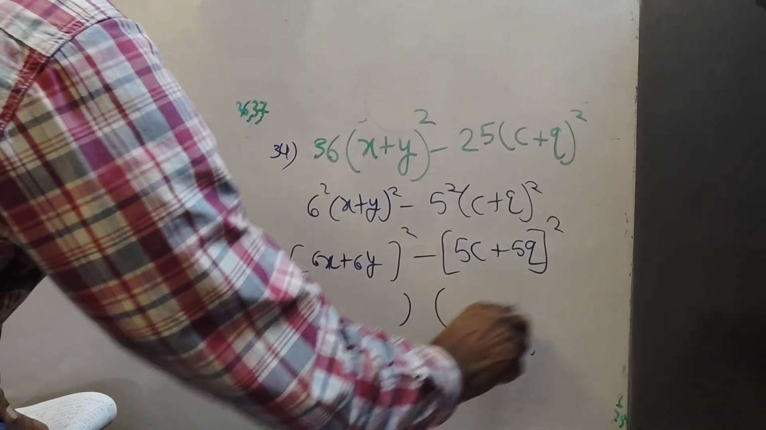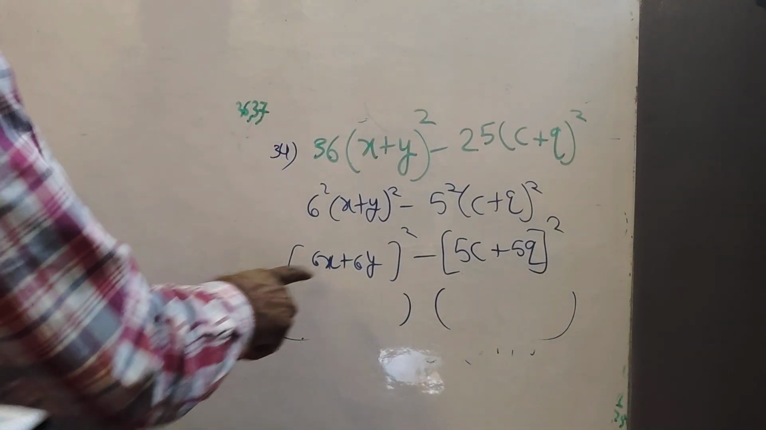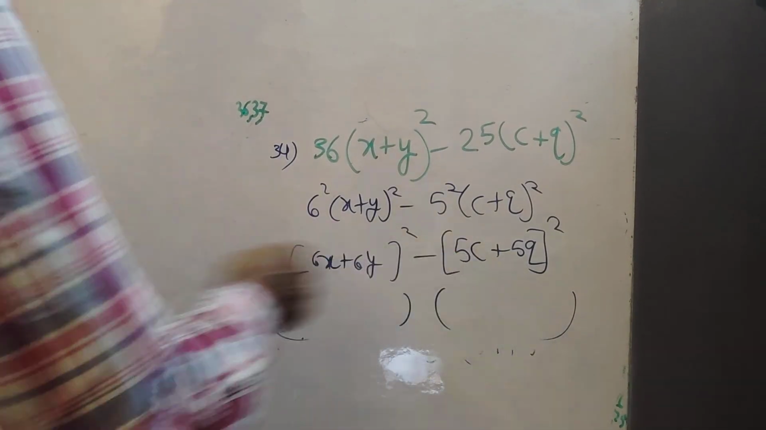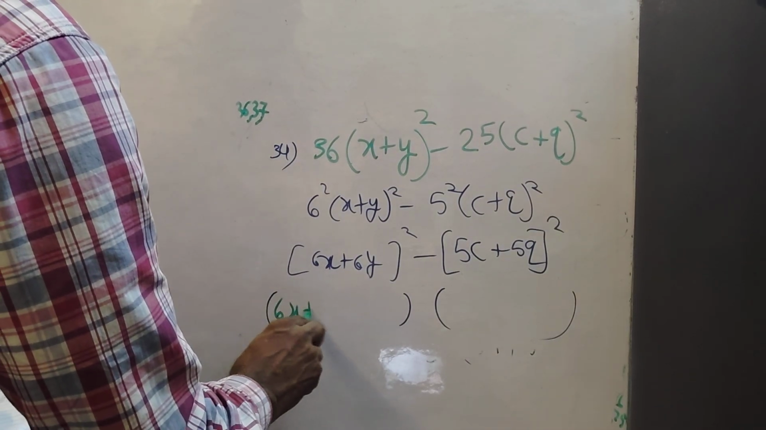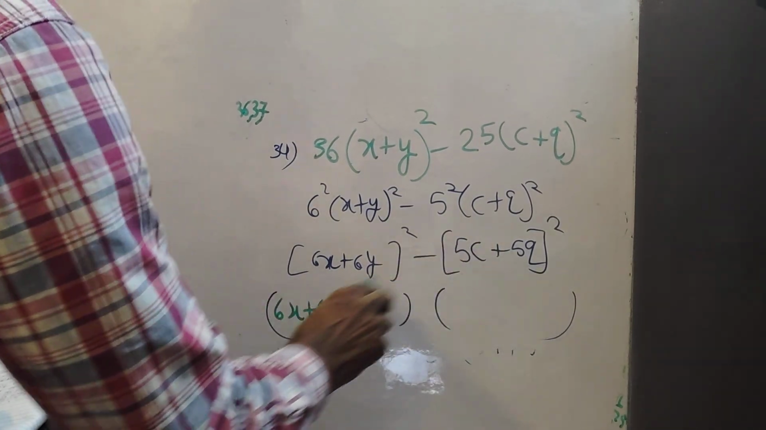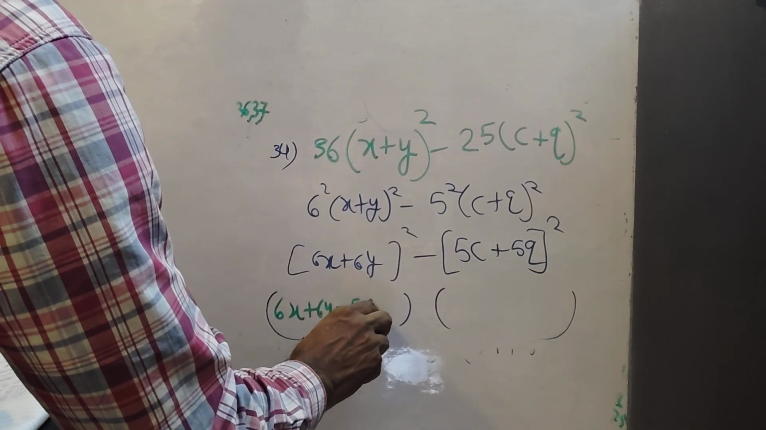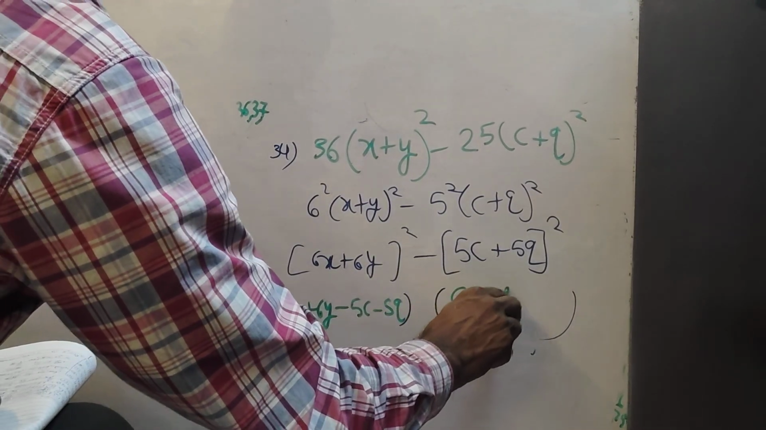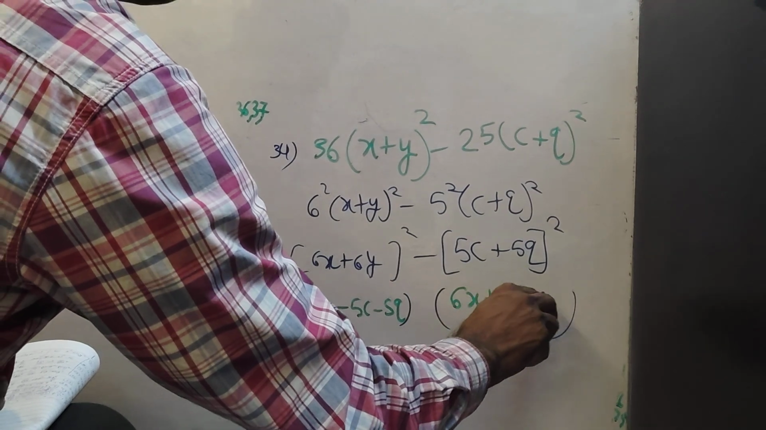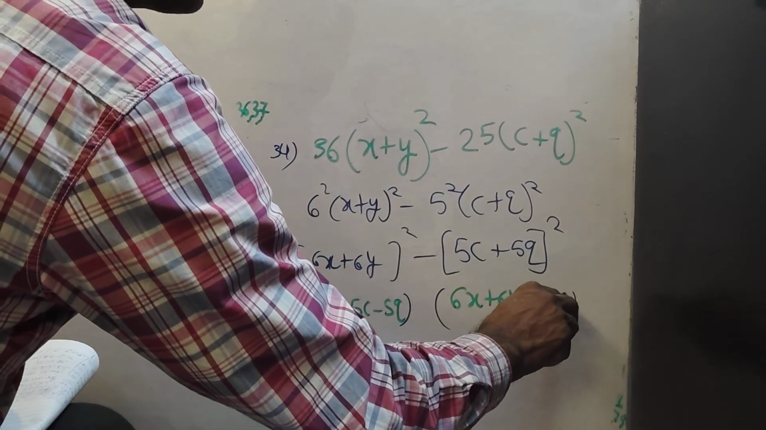There are two brackets. So here a is the first bracket and b is the second bracket. So a minus b: (6x plus 6y) minus (5c plus 5q). Minus means we take the opposite sign of the second bracket, so minus 5c minus 5q. And in the second bracket, 6x plus 6y plus 5c plus 5q. This is the answer.